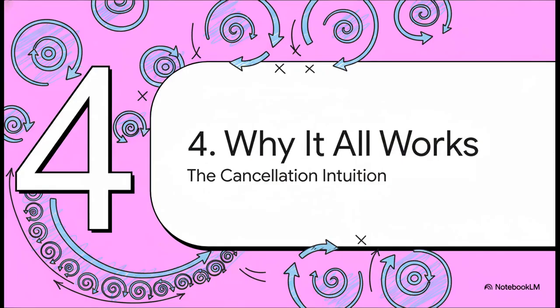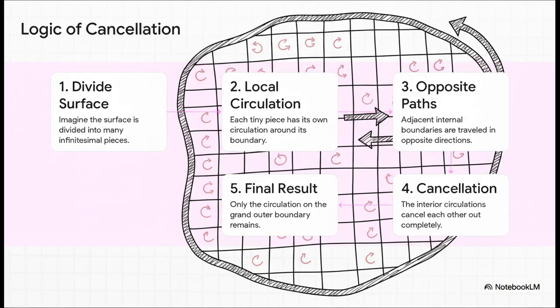Okay, but why? I mean, how's that even possible? Well, the intuition behind it is actually surprisingly simple, and honestly, it's just beautiful. It all boils down to this really clever idea of cancellation. So here's how you can think about it. First, just imagine we chop up our whole surface into a grid of teeny tiny little squares. Now, each one of those little squares has its own little circulation around its own little edge.